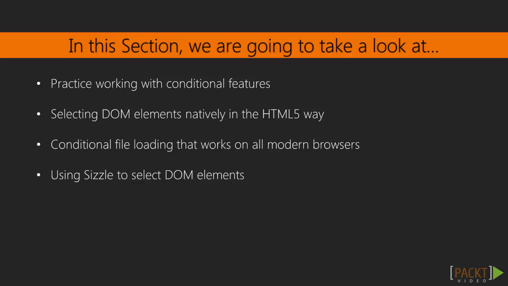So in this conversation, to be able to do that, we're going to practice working on conditional features. We're going to select DOM elements natively, the HTML5 way. And we're going to create a conditional loader that will use the available features on the browser, or load in extra features only if we need them because the browser doesn't support them. We're going to finish this section by looking at the Sizzle library, which is a subset of jQuery that is used to select DOM elements. And we're going to use that as our alternative when users do not support the HTML5 built-in features.